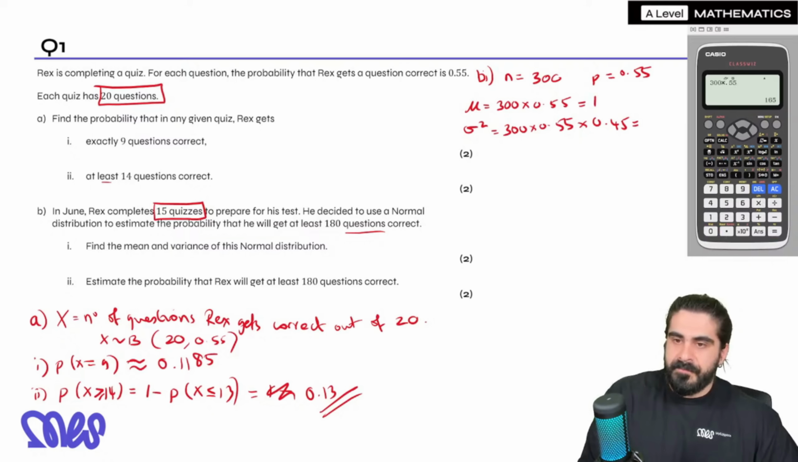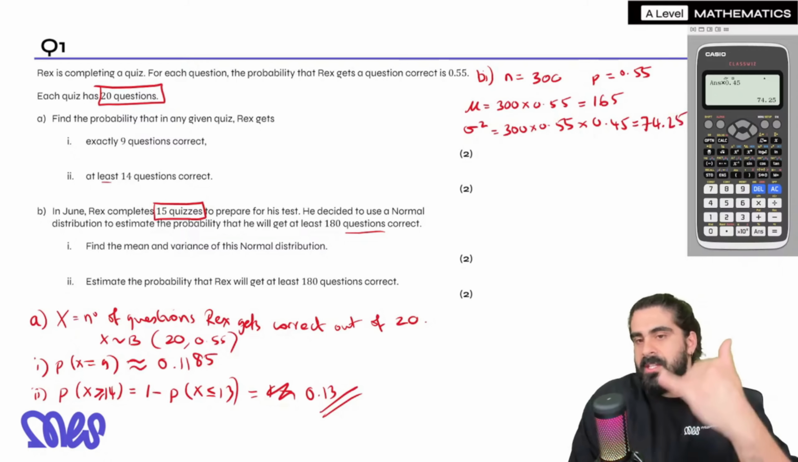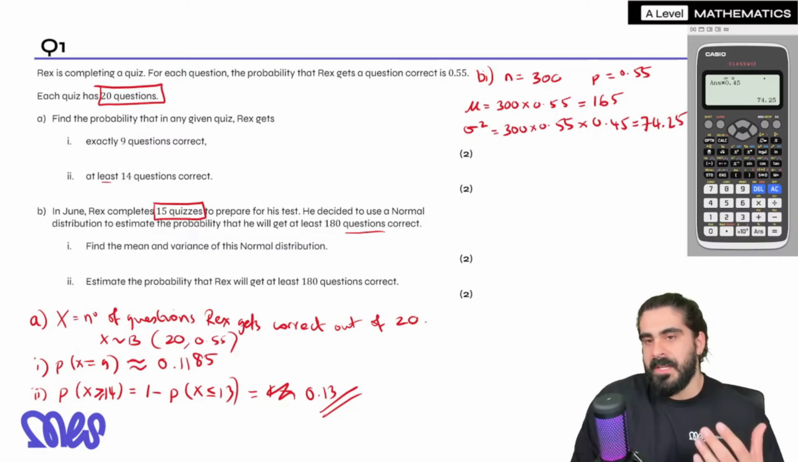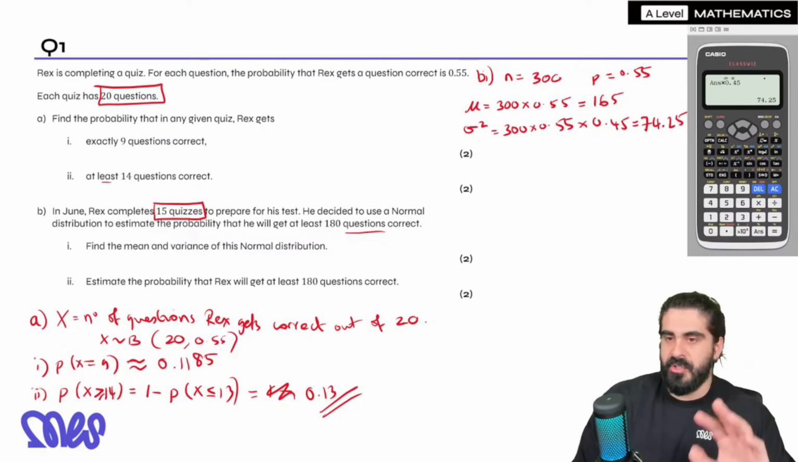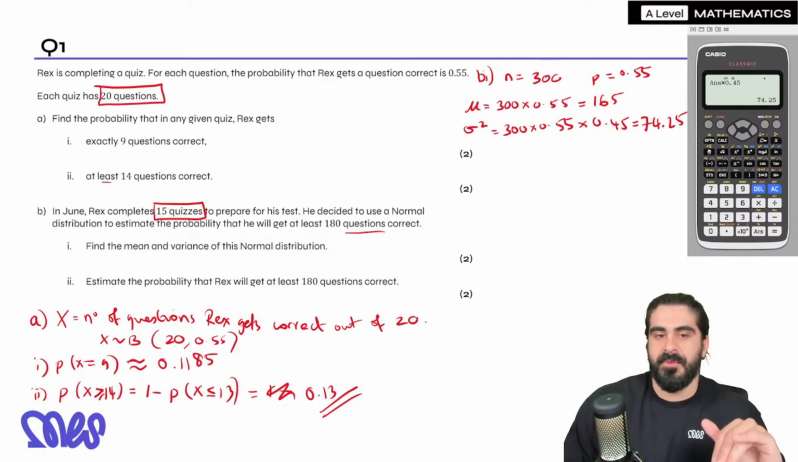165 times 0.45. So once you've established some sort of basis, the maths is not hard. Doing this bit is not hard. It's knowing at the beginning what's n and what's p and all this stuff. That's the stuff that trips up students. Students don't really find it hard to compute binomials.